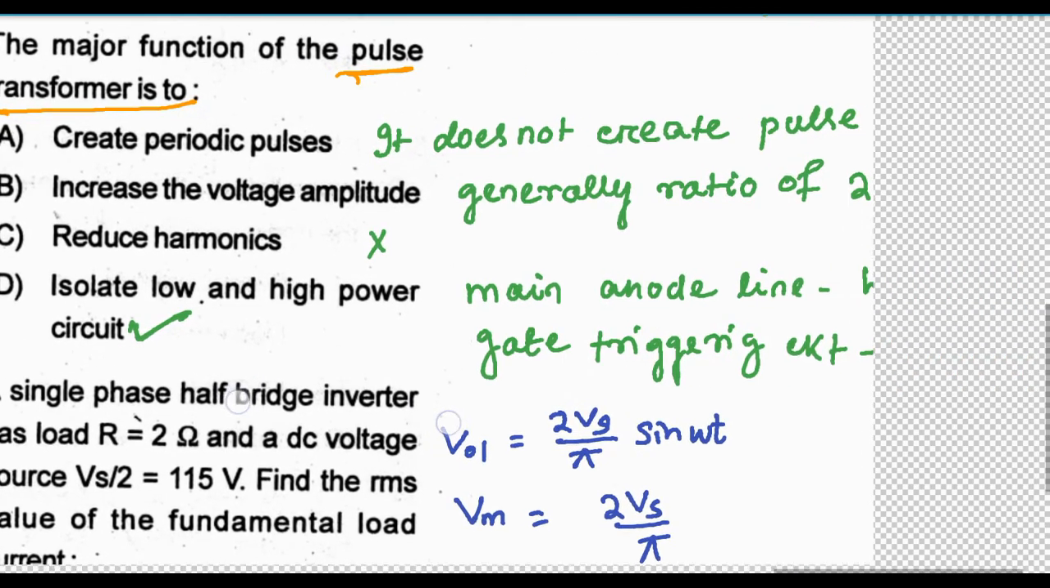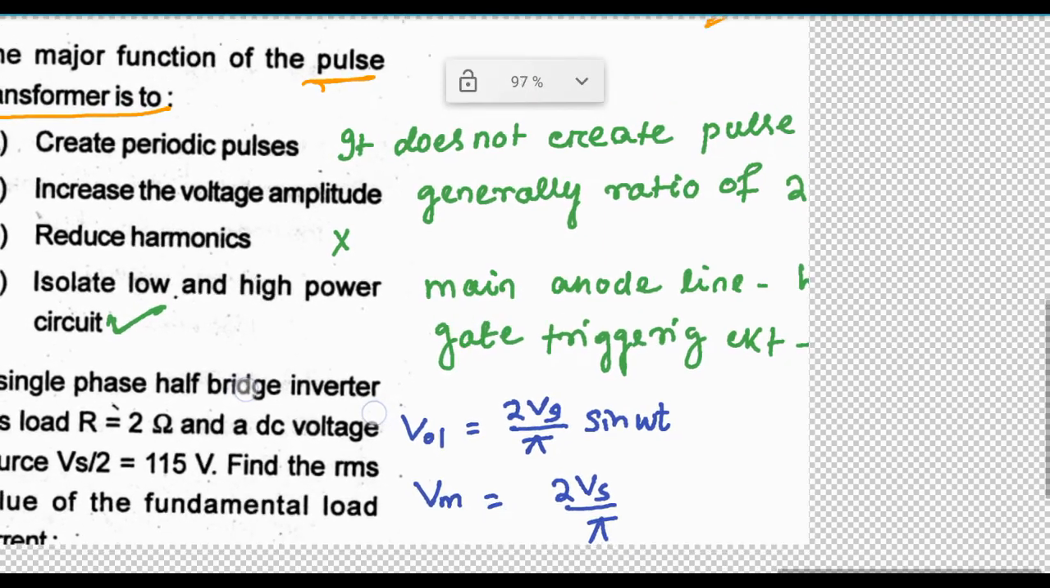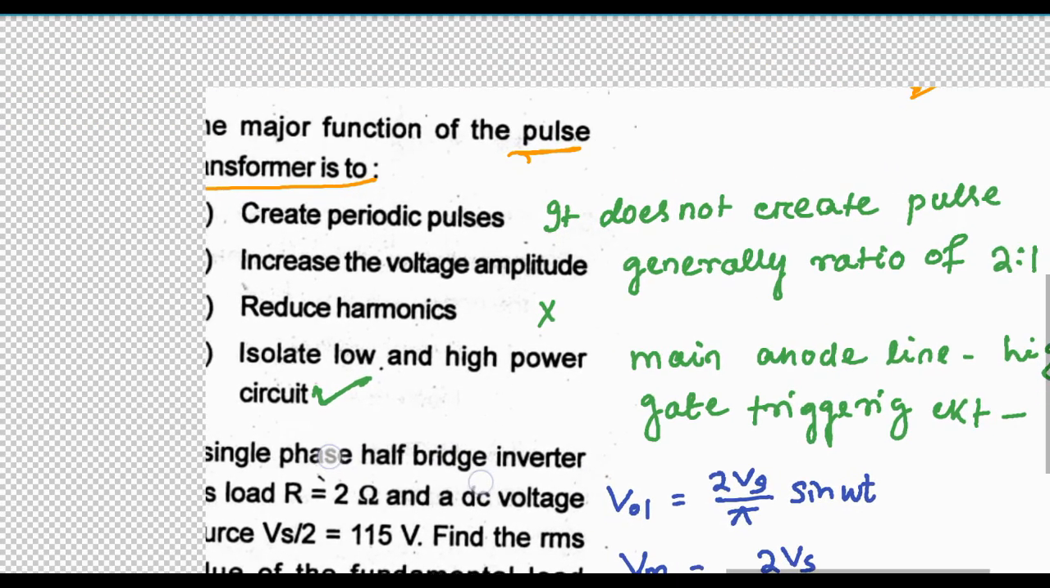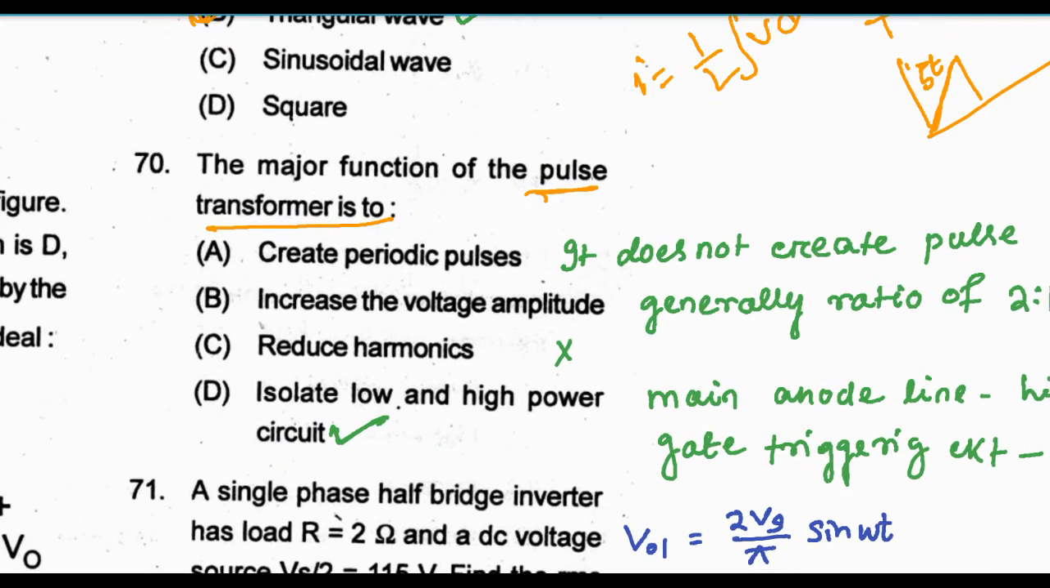The main anode line or anode circuit is generally the high power circuit, and gate triggering circuit is the low power circuit. And if we provide the gate triggering, we will draw power from the anode cathode circuit and provide that one. That means we are considering the same circuit. If we provide it through a pulse transformer, that means we are isolating low power and high power circuits.